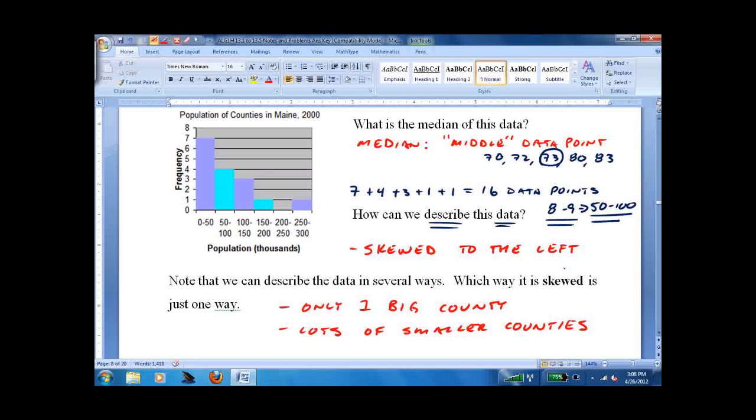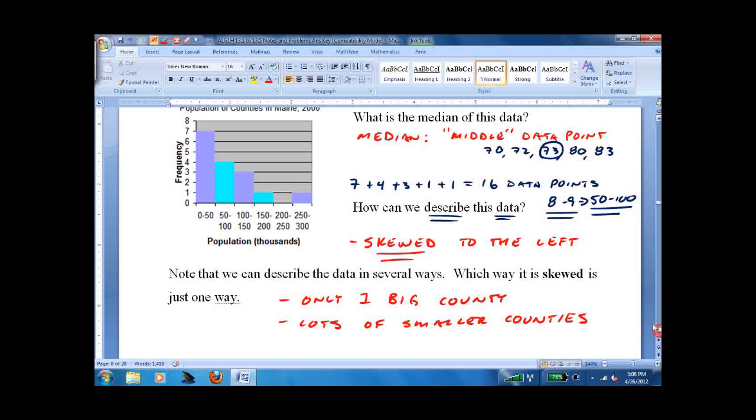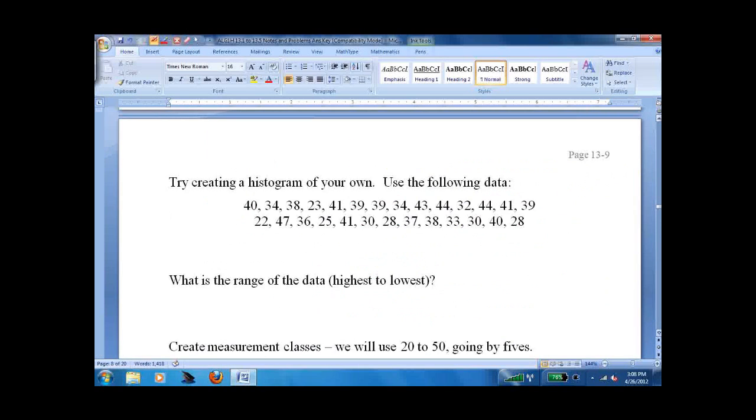We could also say it's skewed to the right. We could say it has a central tendency if it was one of these sort of things. So you've got all sorts of options. Don't worry about it too much. Just do understand what skewed means, pushed off more to one side than the other.